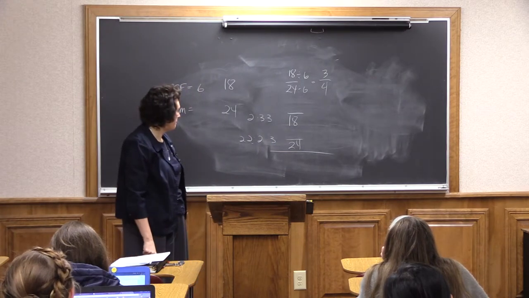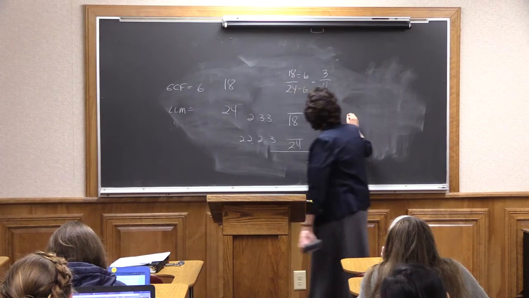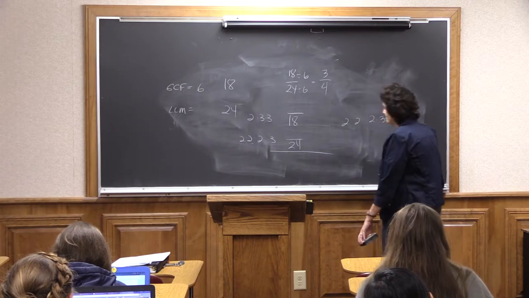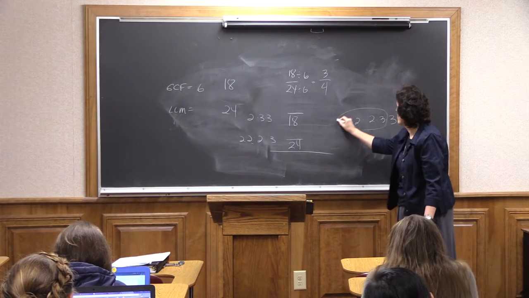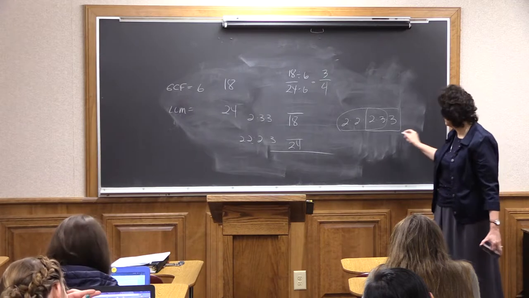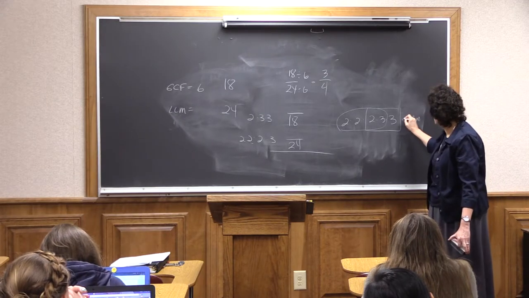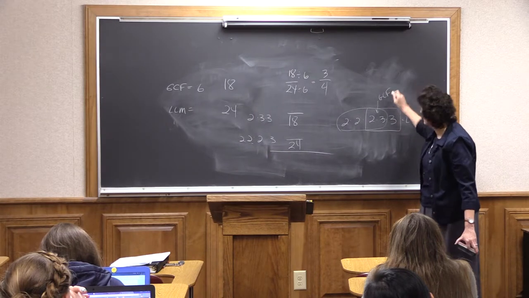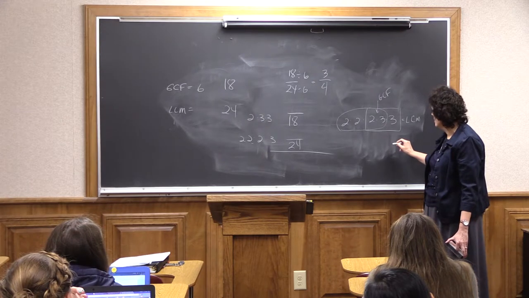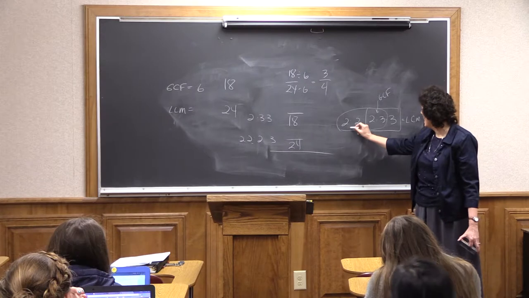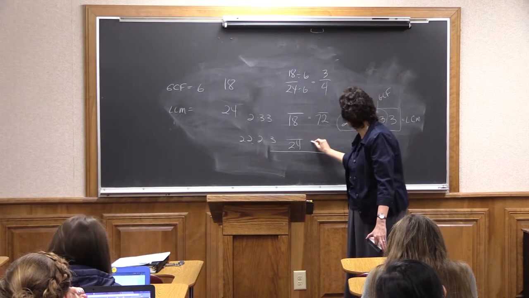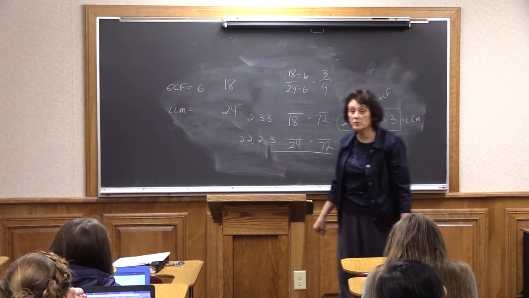What's the least common multiple? Well, let's find a nice composite that contains the factors of each. Here's 24. Here's 18. See the overlap again? This is the least common multiple. And there's the greatest common factor. So I am going to use 72. 8 times 9. So what's my least common multiple? 72.